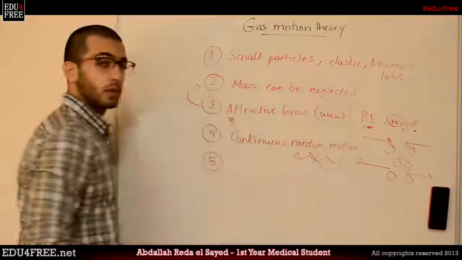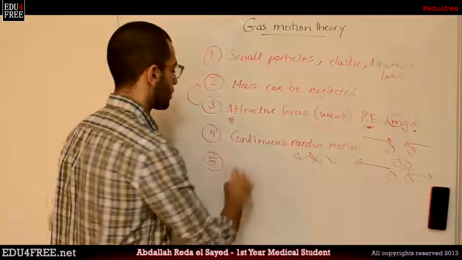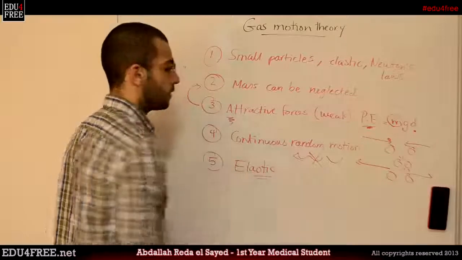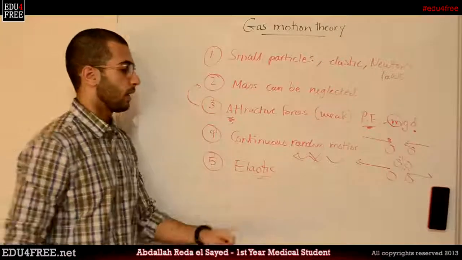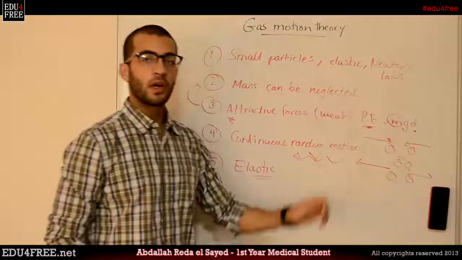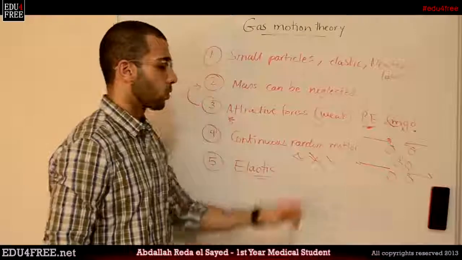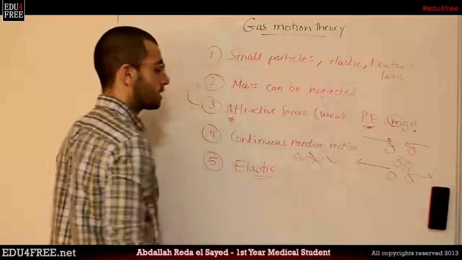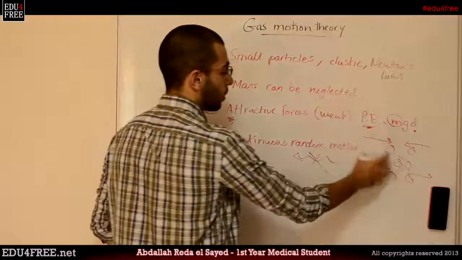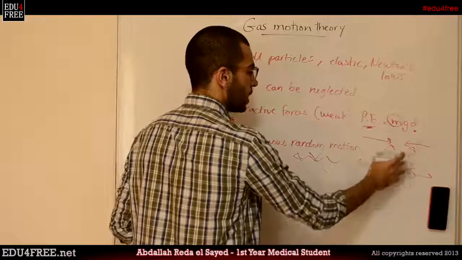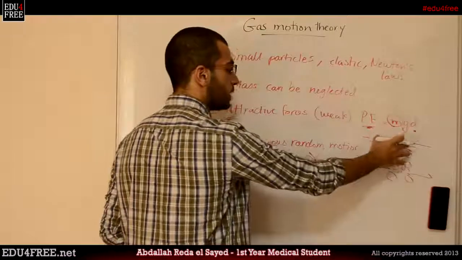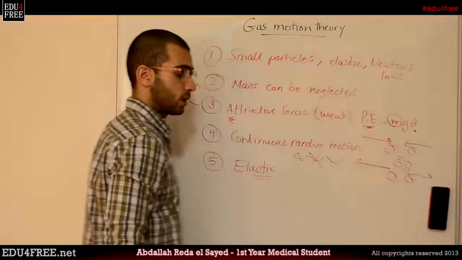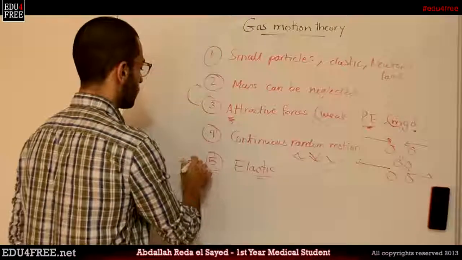The fifth postulate is that these collisions are completely elastic, and this means that there's no energy lost, like because of damage or heat production or radiation or so on. The collisions are completely elastic, and this means that the total energy of both particles before collision is the same as the total energy after collision. So this is also very important.